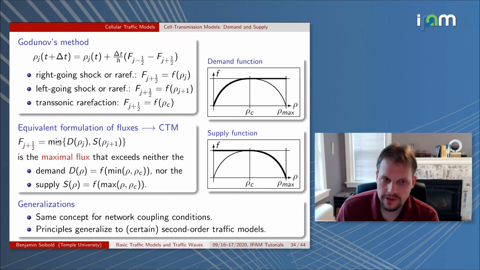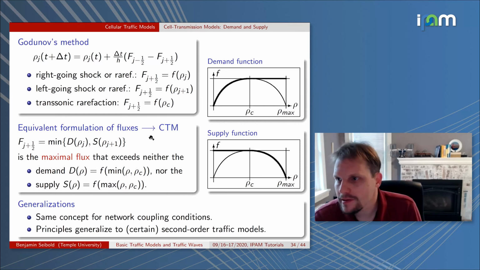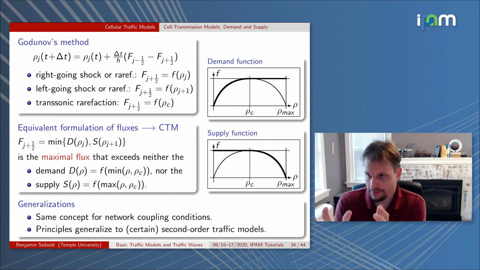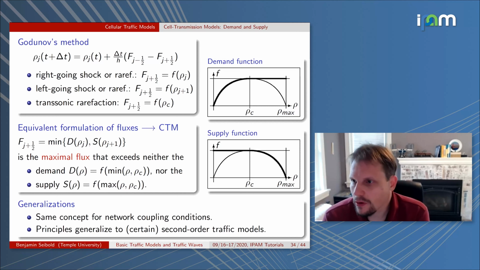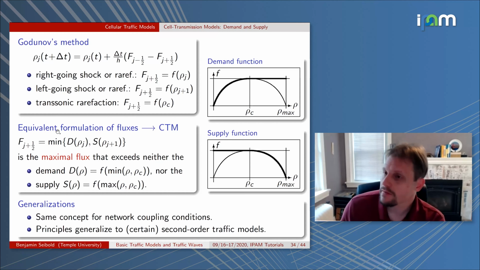And then the actual flux is just the minimum of these two. The principle behind it is as follows. The flux that is actually realized has to be less than or equal to the demand, because you cannot send more vehicles through the boundary than there are. And it has to be less than or equal to the supply, because you cannot send more vehicles than the receiving cell can take. The principle that makes it equivalent to the Godunov method is that among all such feasible flows that are less than or equal to the demand and supply, you take the flow that is maximal. And that will be exactly given by this formula here.